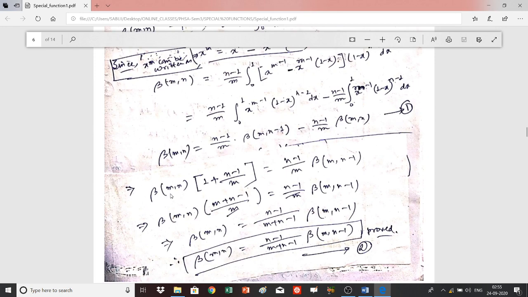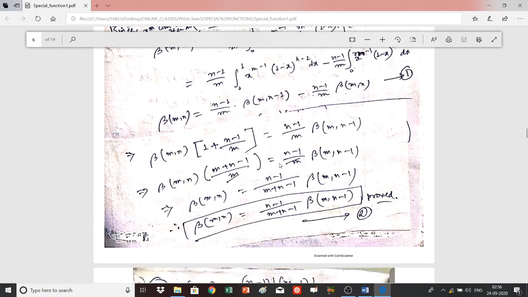So for this beta(m,n), from here just shift this term to the left-hand side. So beta(m,n) times (1 + (n-1)/m) is equal to (n-1)/m times beta(m, n-1). So from here beta(m,n) times (m+n-1)/m is equal to (n-1)/m beta(m, n-1). And from here this m will cancel out, so beta(m,n) will be (n-1)/(m+n-1) beta(m, n-1). So it is proved here.